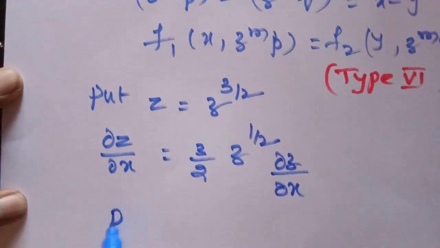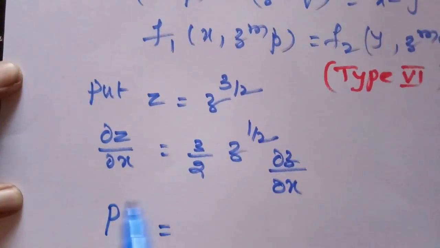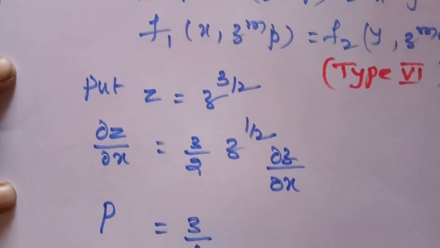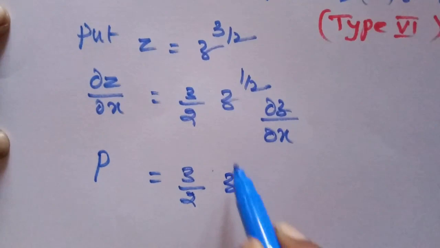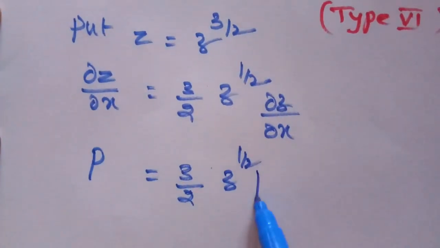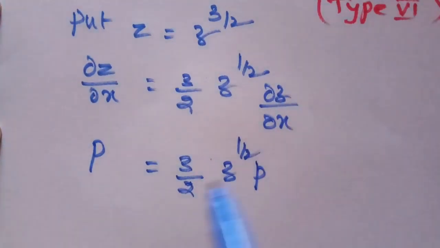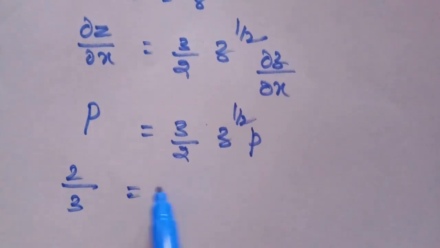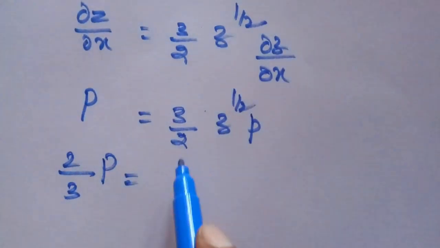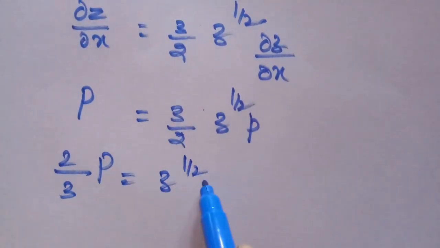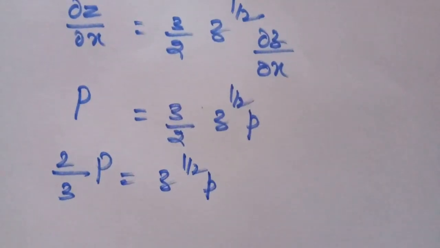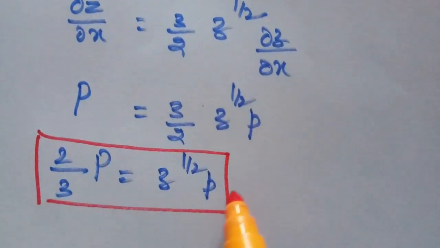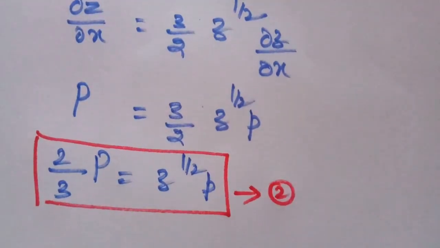Therefore this can be written as capital P. We are introducing in type 6 dou capital Z by dou small x is capital P, and 3 by 2 into z power 1 by 2 is denoted by small p. We are using this notation from the beginning of the unit. Therefore by cross multiplication, 2 by 3 into capital P is equal to z power 1 by 2 into small p. Say this is equation number 2.